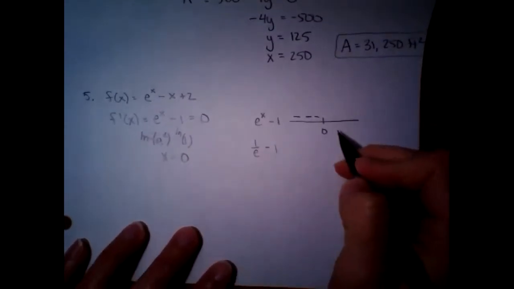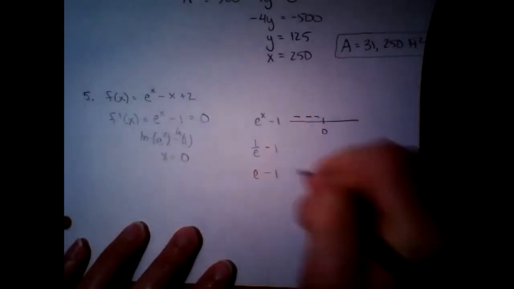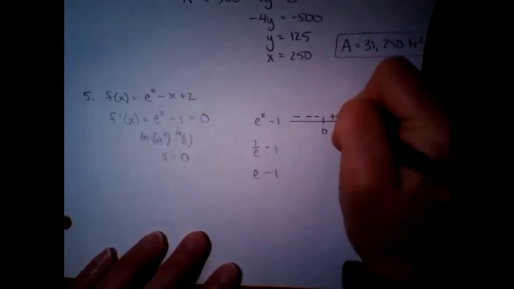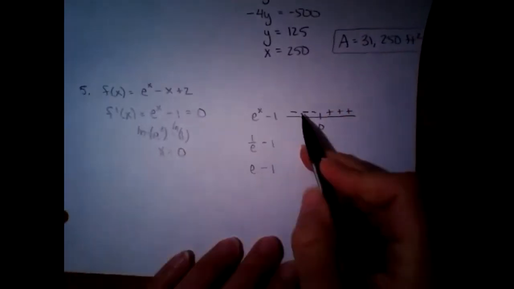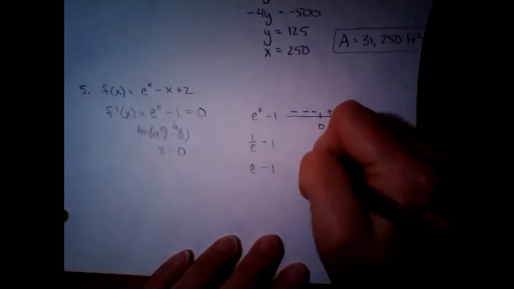And if you pick a number bigger than 0, like we plug in 1, e to the first is e, minus 1. So this is 2.7 minus 1. That's going to be a positive result. So we have a change from negative to positive. So hey guys, what does that mean? Negative to positive means relative what?